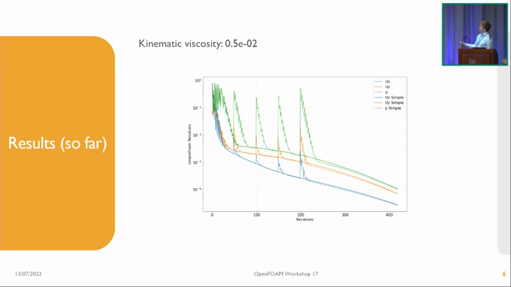When they drop down, they do become lower than the SimpleFOAM residuals, but they don't become a lot lower, and the overall iterations don't decrease. So I guess the goal would be to enhance this so that these drops would be a lot lower and so that it would converge sooner.